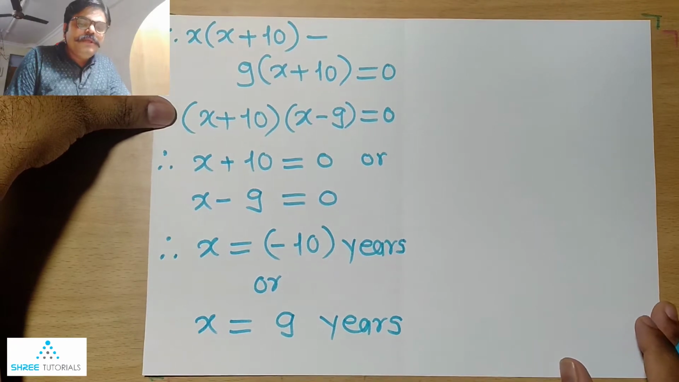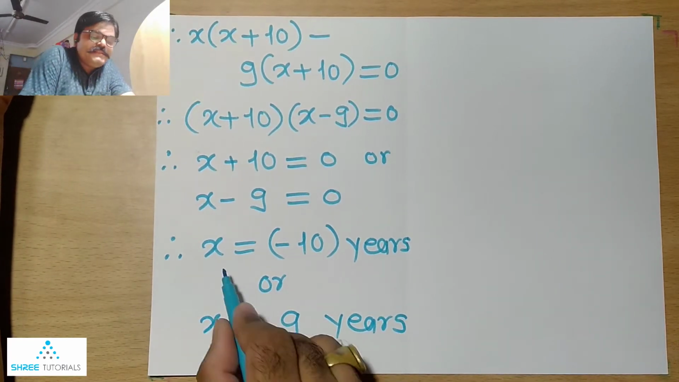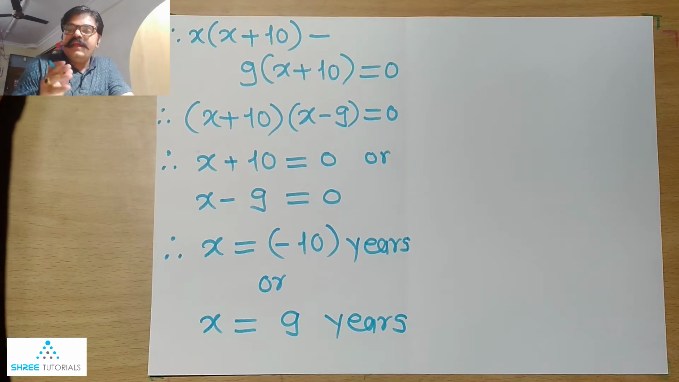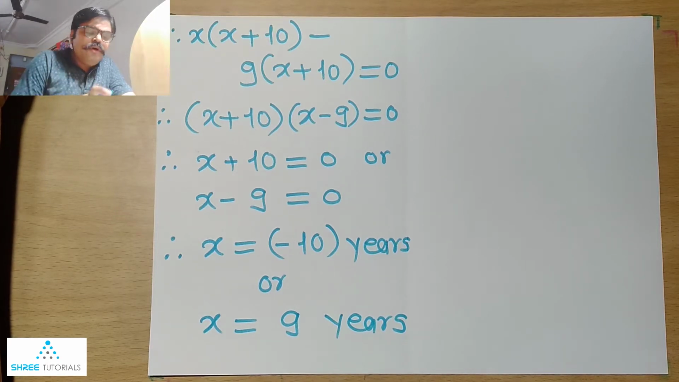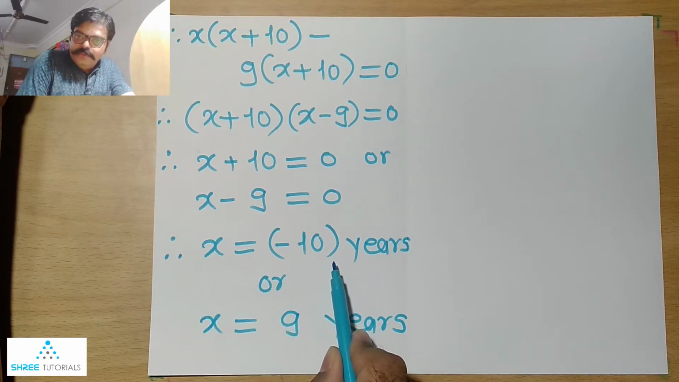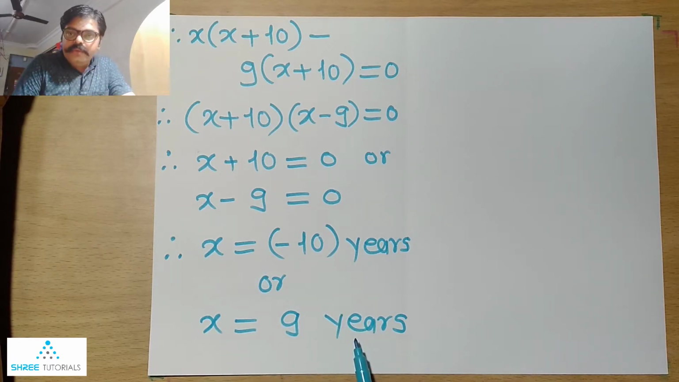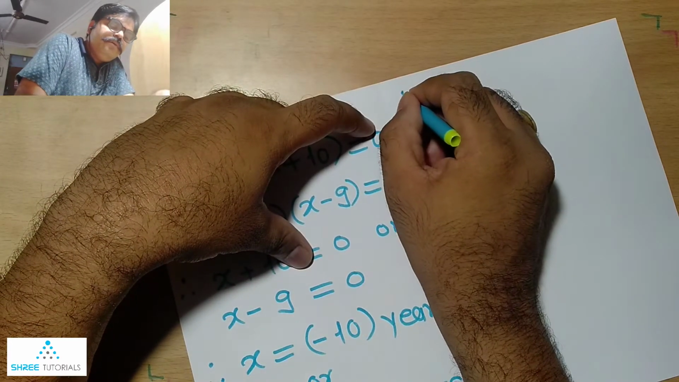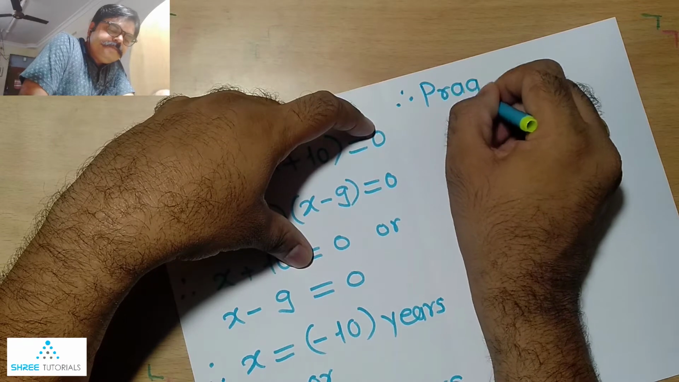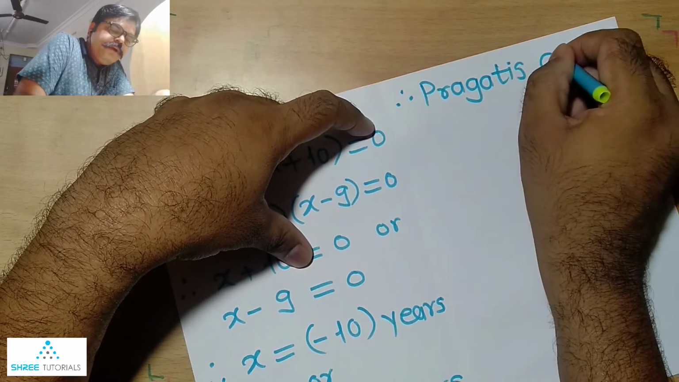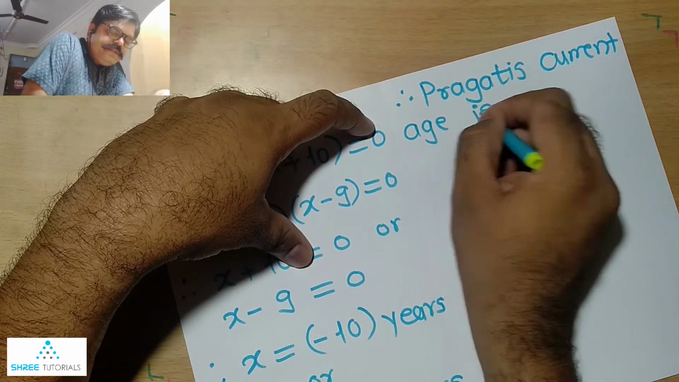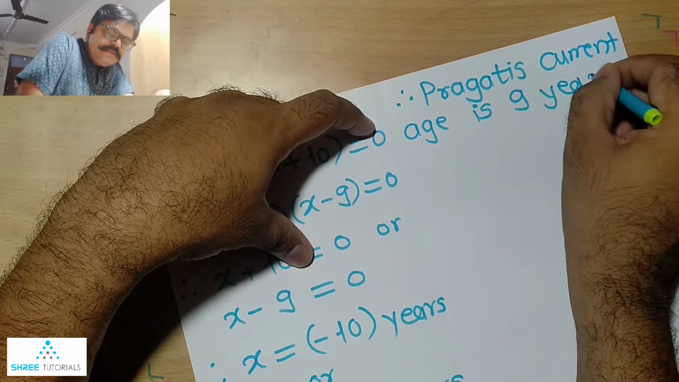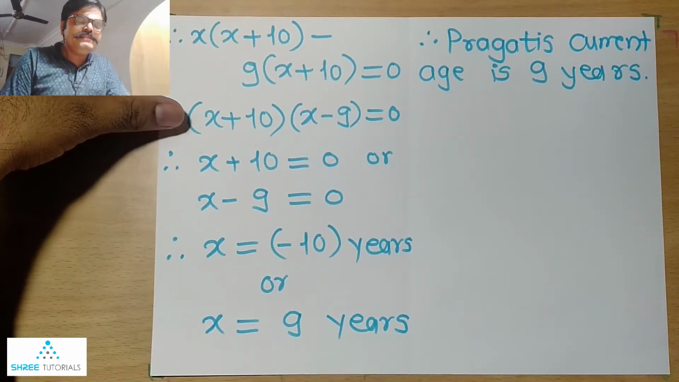But kindly note, the big problem here is that x is equal to minus 10 years. What was x earlier? We had assumed that x was Pragati's current age. But nobody's age can be negative, and therefore we are going to discard this value. If we do so, this is the only value we are going to stick with. So what we write now: Pragati's current, or you can also write present age, is 9 years. Pragati's present age is 9 years.